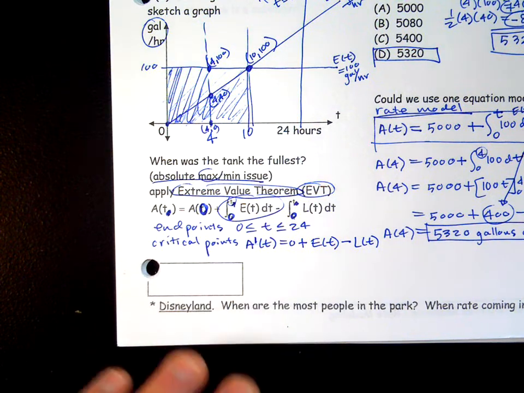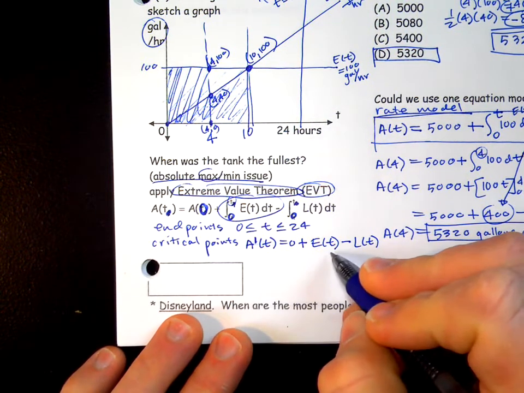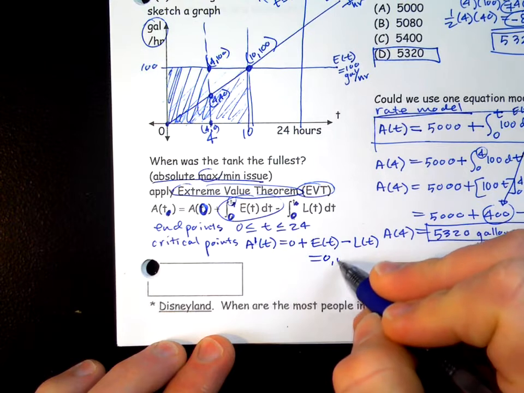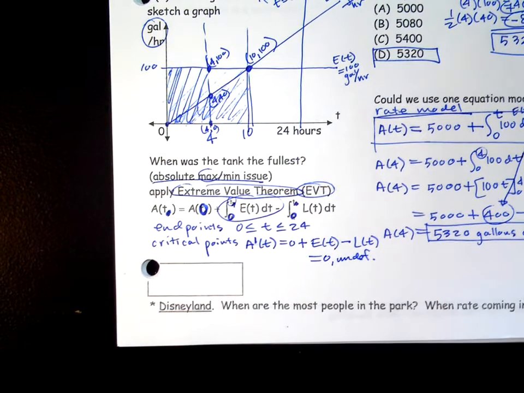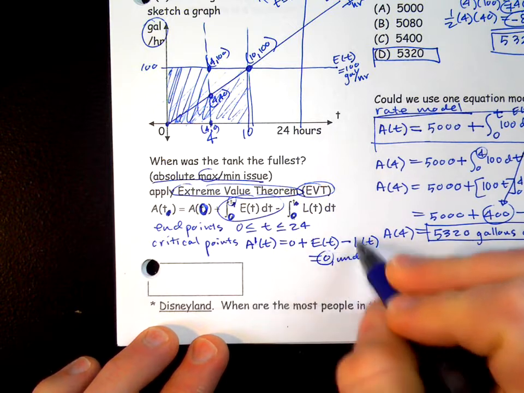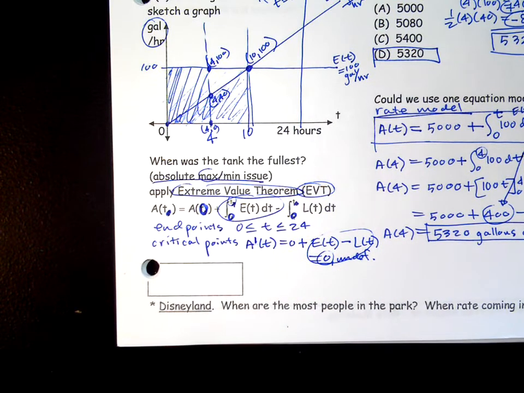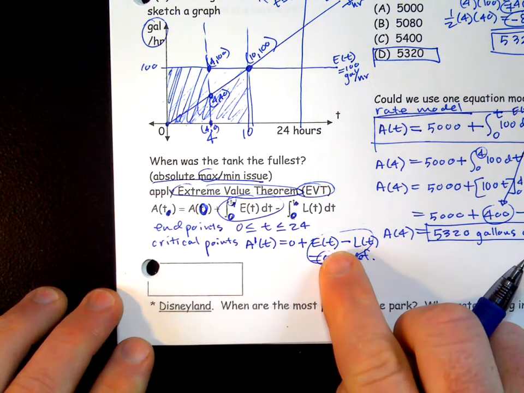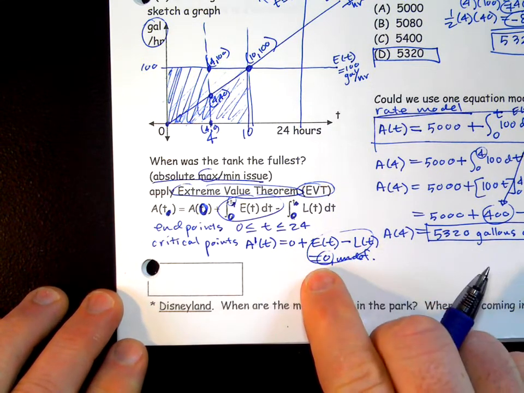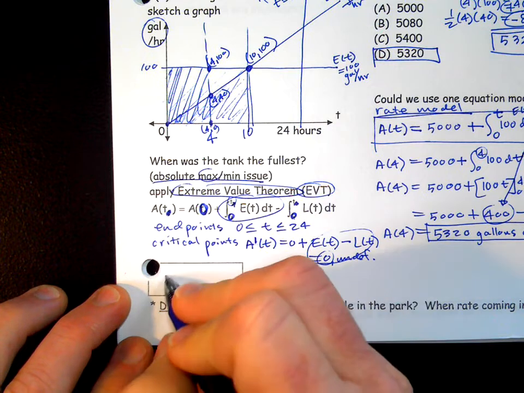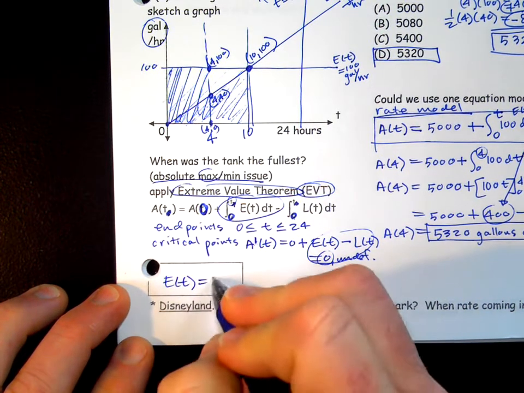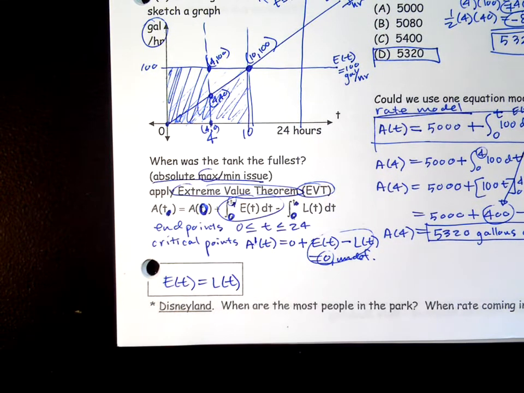And then we would set that equal to 0 or undefined to find critical points. Now, the 0 case is pretty common. That's usually going to be the case for critical points on these problems. So an interesting takeaway is that if E(t) minus L(t) equals 0, then that also means that E(t) equals L(t). So critical points happen on rate model problems when the entering rate and the leaving rate are exactly the same.